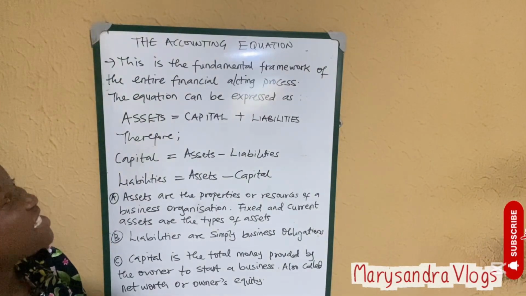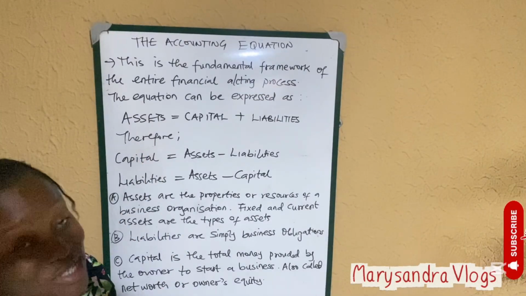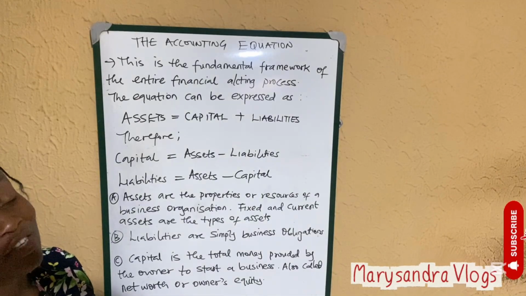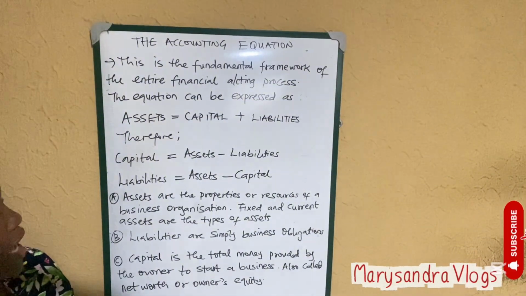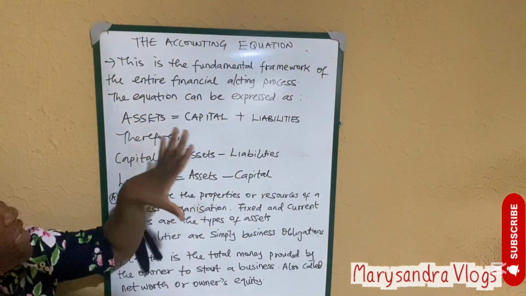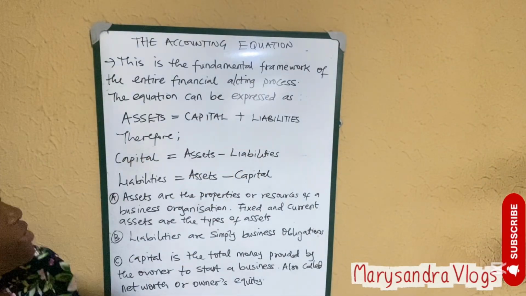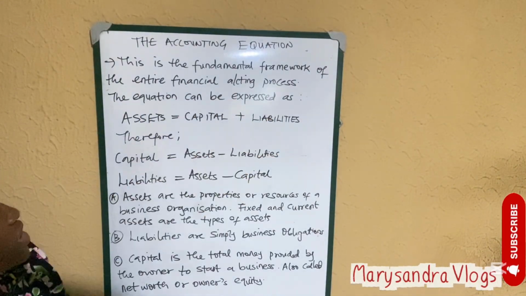Now, for beginners, this is the fundamental framework of the entire accounting process. You need to know this before we even start talking about the principle of double entry. So it is very important. This is the crux of accounting as a beginner in the area of accounting. So when you see this abbreviation, please, I'm referring to accounting. So this is the fundamental framework of the entire financial accounting process.